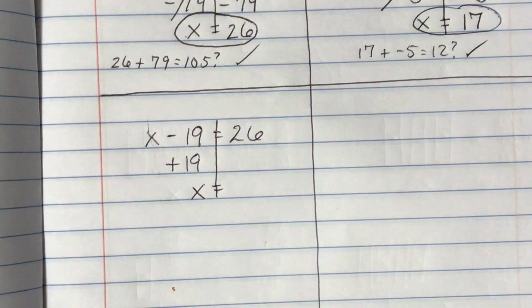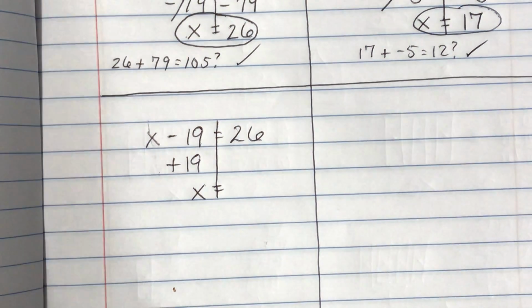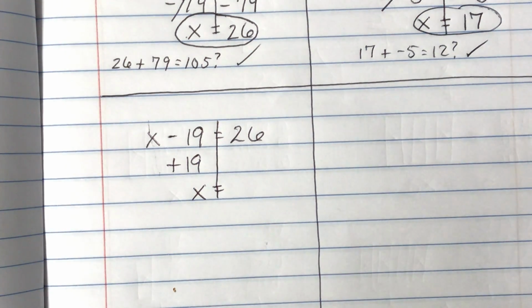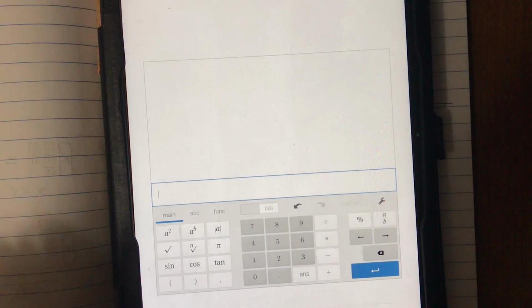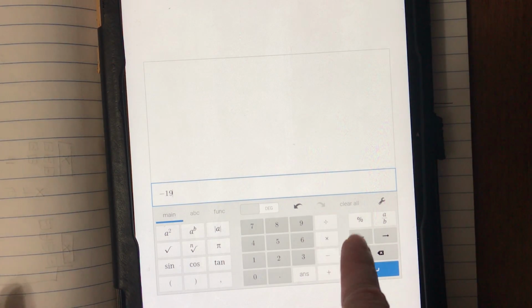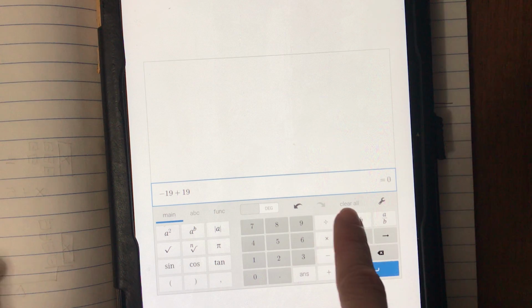And again, you could check yourself and make sure that that makes sense to you. Am I actually getting 0 on that side? And in your calculator, of course, you could say, okay, yeah, minus 19 plus 19 is 0.